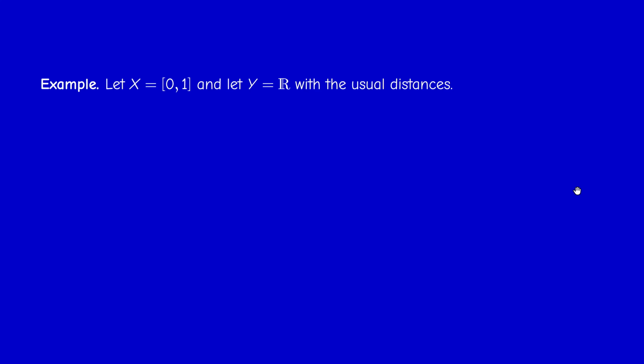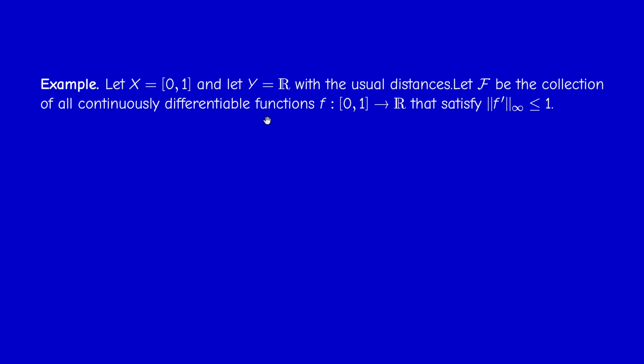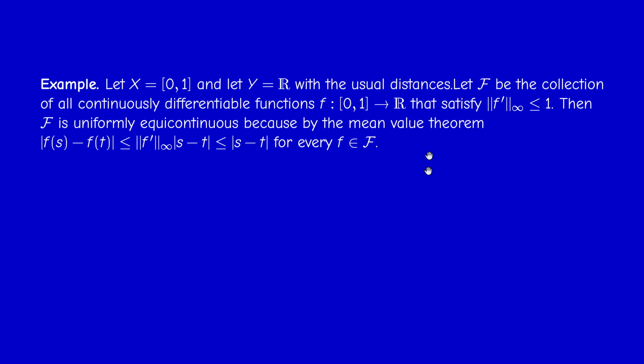Okay, so for example, take X to be the compact space [0,1] and Y to be R with the usual distance, and consider the collection calligraphic F of all continuously differentiable functions on [0,1] whose norm of the derivative is less than 1. So the supremum of |f'(x)| is less than 1. Otherwise stated, it is the set of C1 functions whose derivative is bounded in absolute value by 1. And I claim that this collection is equicontinuous, uniformly actually.